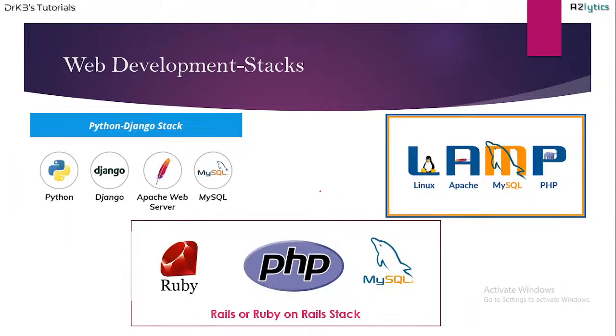Next stack, third stack is Django stack. In this you have to learn Python, Django framework, Apache web server framework, MySQL database. Fourth stack is LAMP. So you have to learn Linux, Apache, MySQL and PHP. So you'll become a LAMP stack developer.